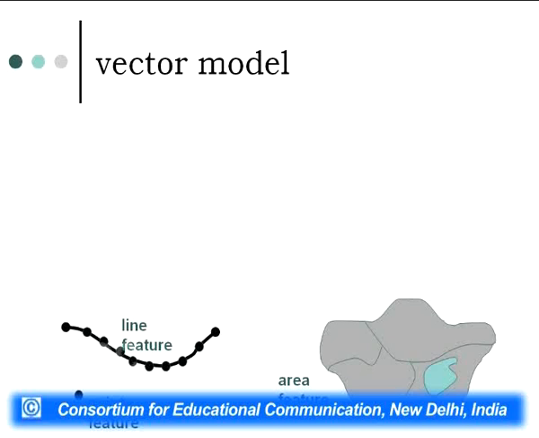Now this combination of geographic primitives, a point feature, a line, which is nothing but a combination of points and arcs, and an area feature. An area feature could be a single polygon, or a combination of polygons. Altogether it makes a vector model.